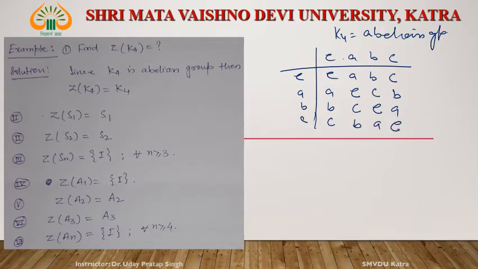First row and first column equal. Second row, second column equal. Third row, third column equal. Fourth row, fourth column equal. It means this K4 is abelian. Right? This is an abelian group.